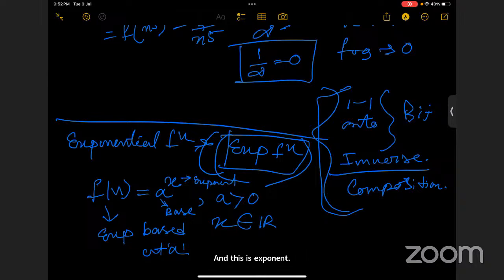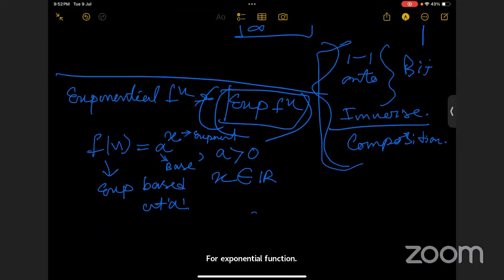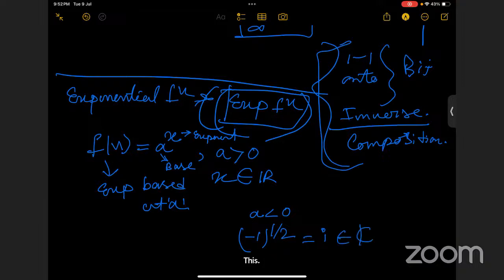This is the definition for exponential function. We cannot take a base less than 0, because otherwise this will be some complex number. Here we are considering just the real numbers, so in that case, we will consider our a as positive. Clear?